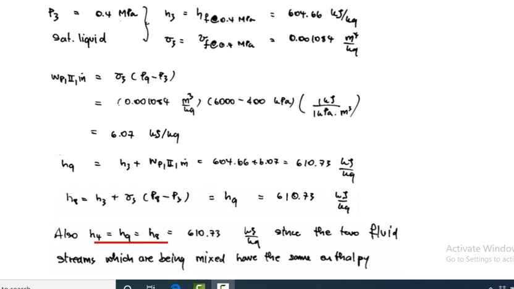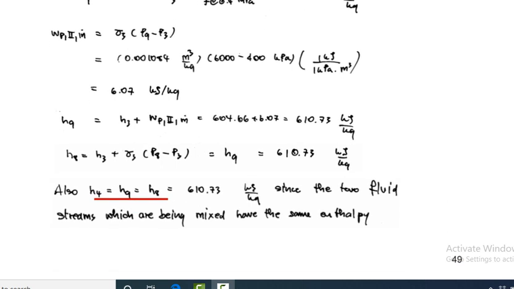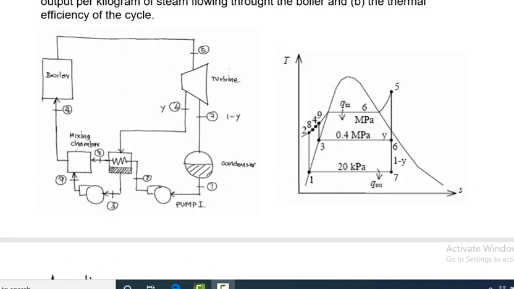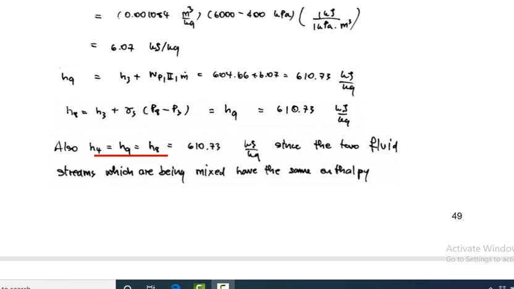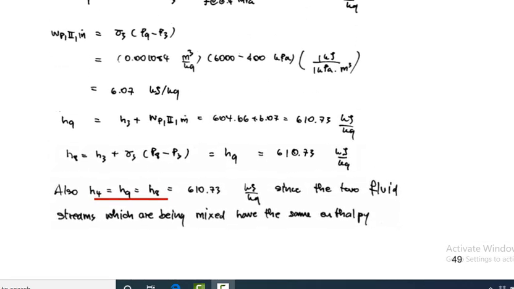And this is the pump work you are getting in this case. Then go find out the H9, that is the enthalpy at point 9. H9 equals H3 plus pump work 2. Again, go to this diagram. This is H9, and this is pump 2. This is point 3. Pump 2 lies between points 9 and 3. Therefore, you have to consider this section. In this case, H9 equals H3 plus pump work 2. You will get 610.73 kJ per kg. This is H9, the enthalpy at point 9.